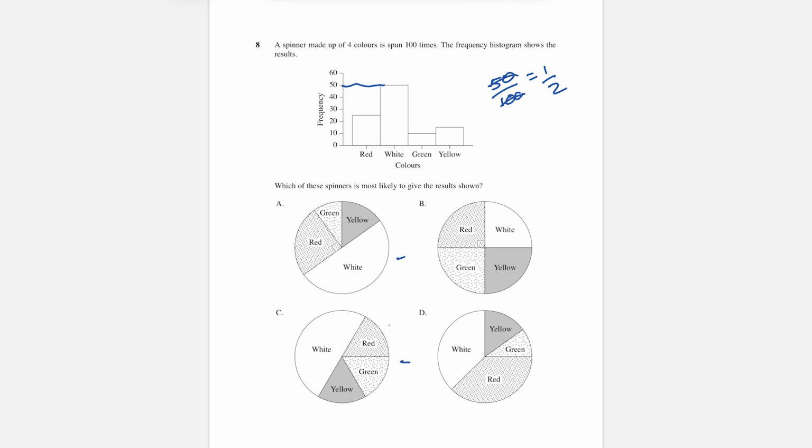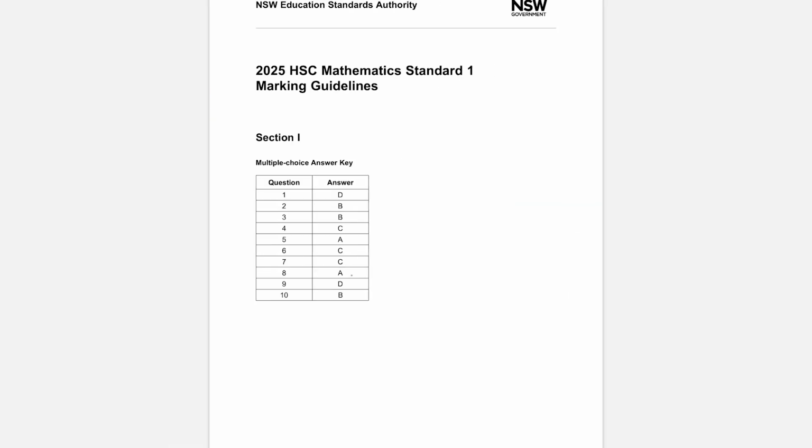And now looking at the options with A or C, we can see that the red segment looks a little bit different in this one versus this one. So now let's take a look at the red in our frequency histogram, and it occurs 25 times. So 25 out of 100 is the same as saying 1/4. And looking at A, that's where the red appears 1/4 of the time. So our answer is 8A.